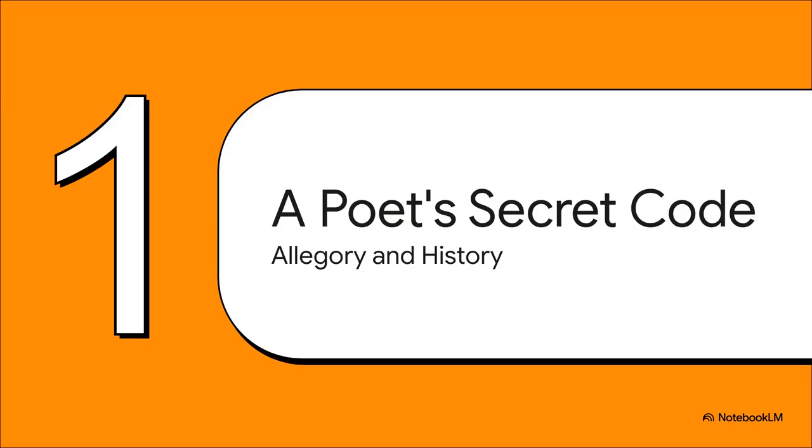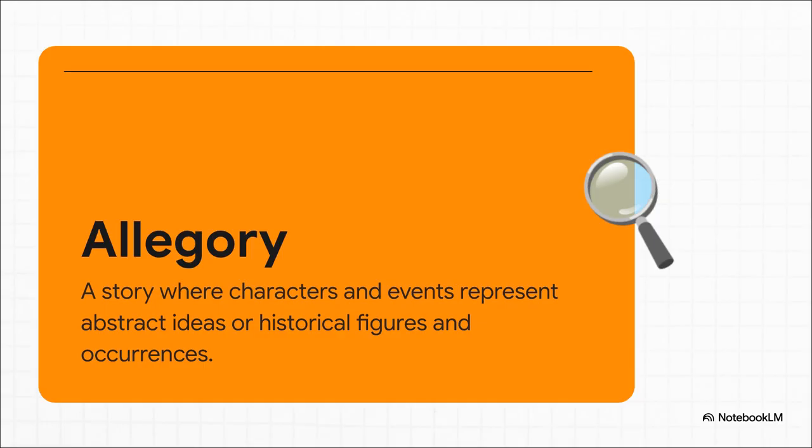So if we're going to crack this code, we're going to need a couple of things. First, we have to understand the world Spenser is living in. And second, we need the special key he used to hide his messages right out in the open. And that key is allegory. It's a simple idea, really. Spenser wasn't just telling a story. He was using the story as a way to talk about the really big stuff, morality, religion, and the super intense politics of his day. So basically, every single character is a symbol, and every fight is a metaphor for something bigger.